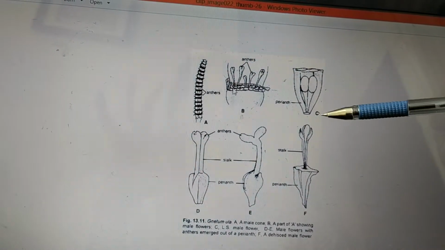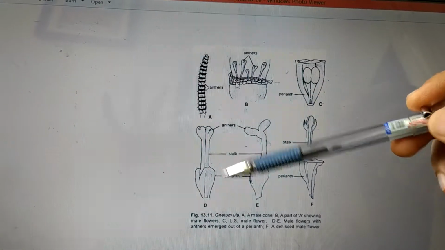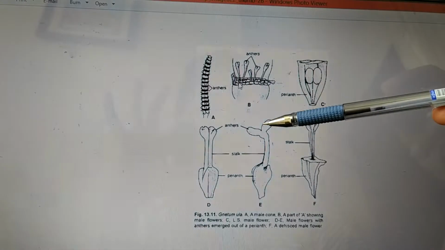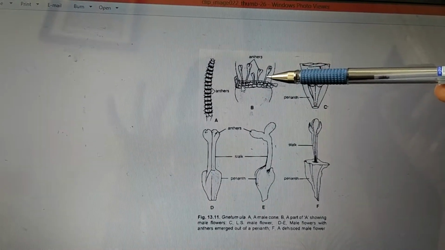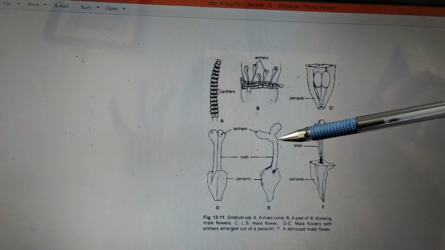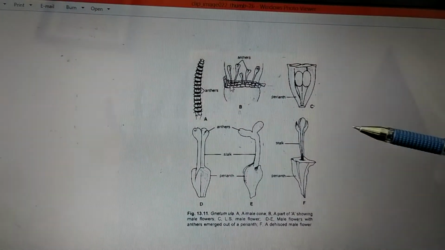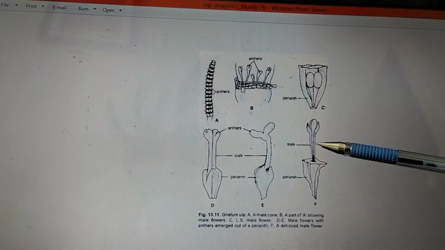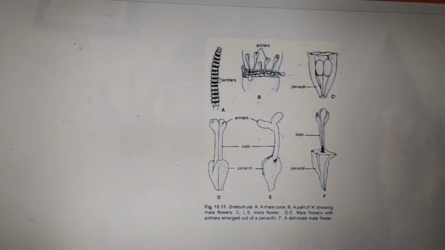Male flower, longitudinal section showing the perianth and two-lobed anthers here. As the anthers mature, they are going to come out of the perianth. So this stalk is going to elongate. You can make out the stalk here. It is so small in size. As they mature, the stalk is going to elongate and come out of the perianth. This is the dehiscence. During dehiscence, the stalk elongates and they are dispersed.